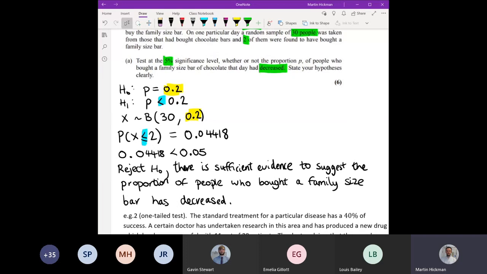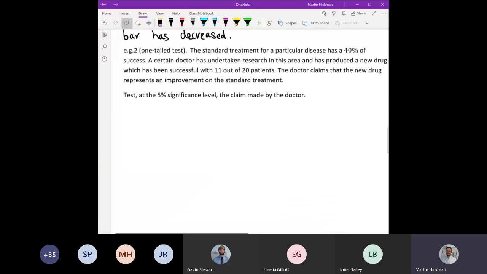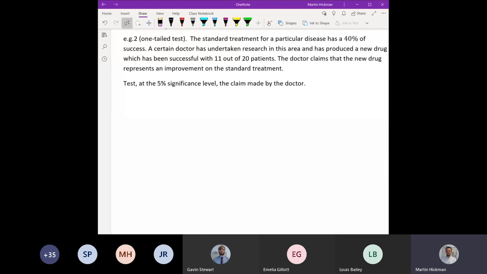Just to recap there: put your hypotheses, write down your distribution, work out your probability based on your sample, and then compare that with the significance level, and then make a conclusion. Do you reject H0? Do you accept H0? Here, we've got enough evidence to suggest that the probability isn't 0.2. We would expect the probability is actually less than 0.2. Please let me know if you've got any questions in the chat, and then we'll have a look at example 2.